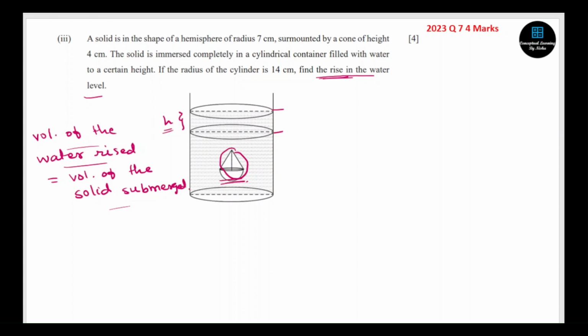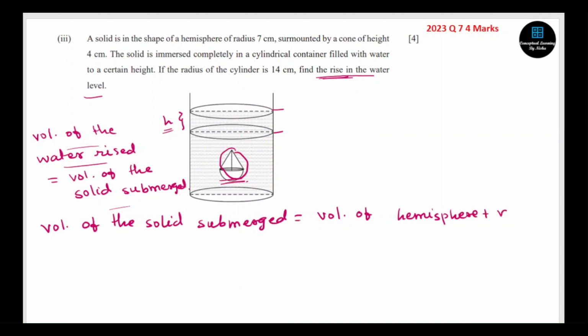So the volume of the solid submerged equals the volume of the hemisphere plus the volume of the cone.